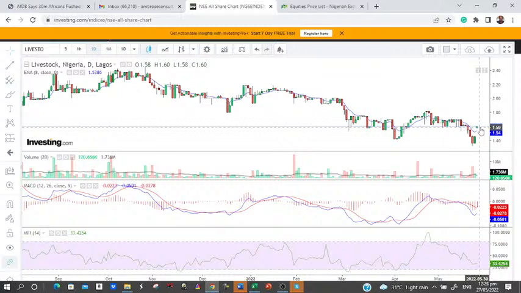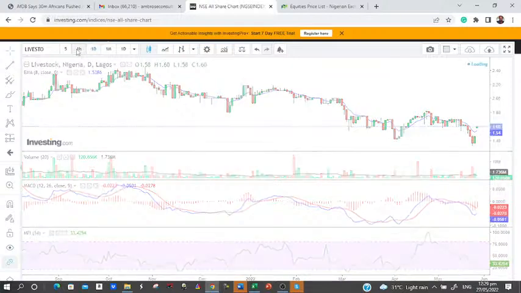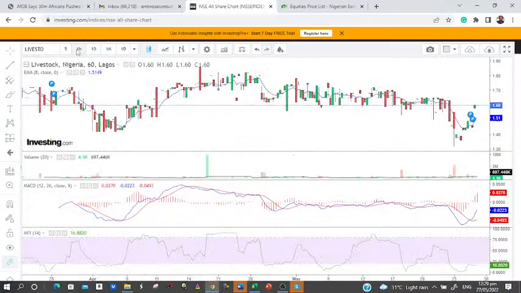Apart from the hike in rate, this sector might not be affected because they are having access to cheaper funds. This, for me, is good. Let's look at the 1 hour chart for Livestock to see what is happening.